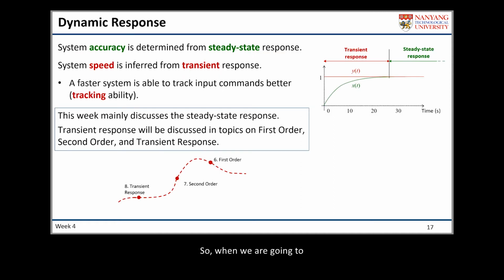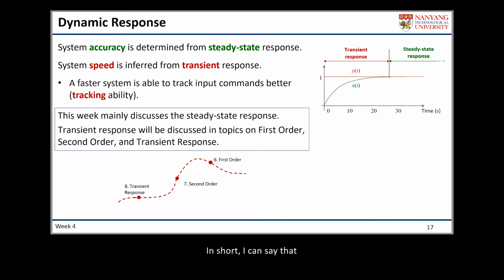So when we are going to assess the performance of a dynamic system, we normally assess it with two numbers. The first one is accuracy and the second one is speed. To assess the accuracy, you refer to the steady state part of the output response, while the speed you can assess from the transient part. I will give an illustration of what accuracy and speed are in the next slide.